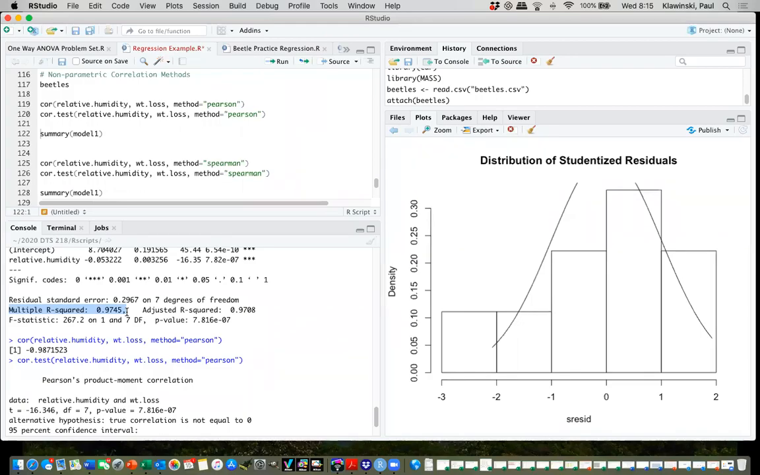Did everybody follow all of that? Yeah, I think so. Anybody not following?